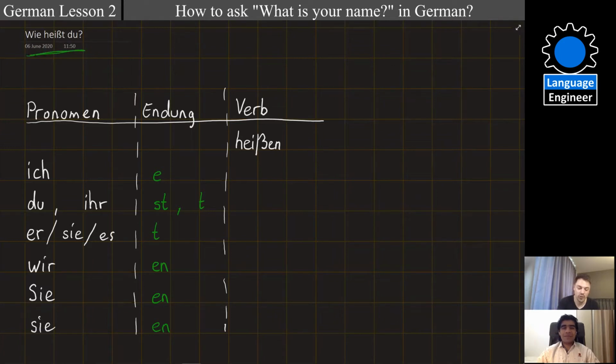And which form is that? If you look at the list. Heißt. So, it's the second form. Yes, it's the second form. And wie means how, actually. So actually, literally translated, it is like, how are you called?